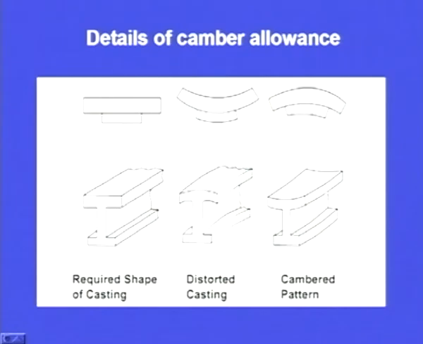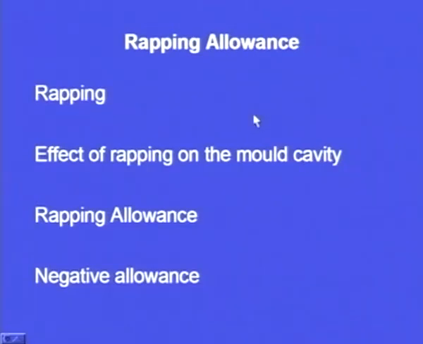So, this is the camber allowance, we are anticipating the distortion and we are making the geometry of the pattern in the other direction. So, this is the camber allowance. Next one, wrapping allowance. What is this wrapping?